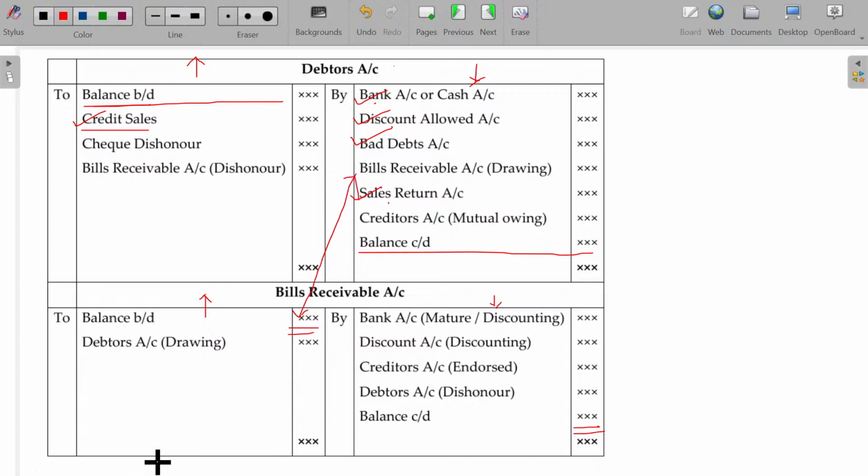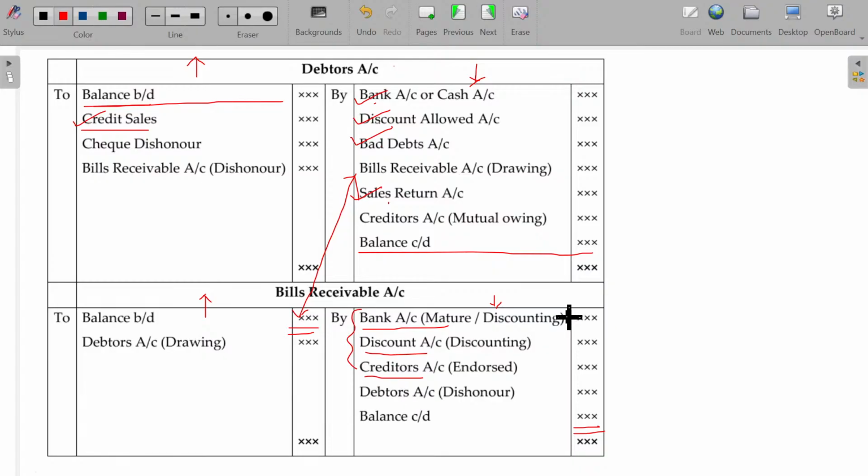Is that okay? So BR will reduce the debtors and increase the BR. And BR sometimes later may be paid. So on payment, the bank will be there on maturity. Sometimes they may ask for a discount. Sometimes it may be endorsed to creditors. Sometimes this may be dishonored also.